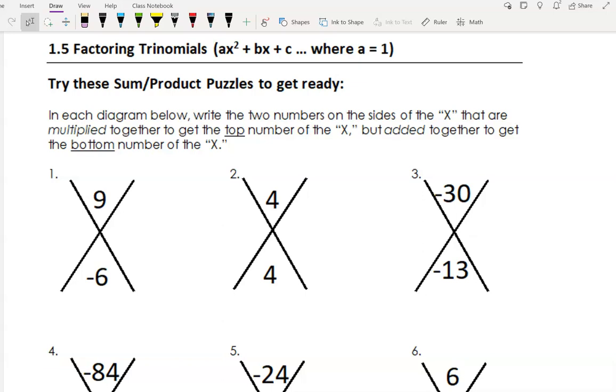Okay, this next lesson is on factoring trinomials. This may be the most important thing you're going to learn in grade 10 math. All right, this is a critical lesson. So please take it seriously.